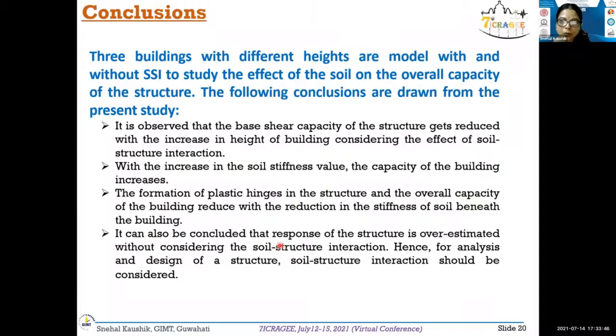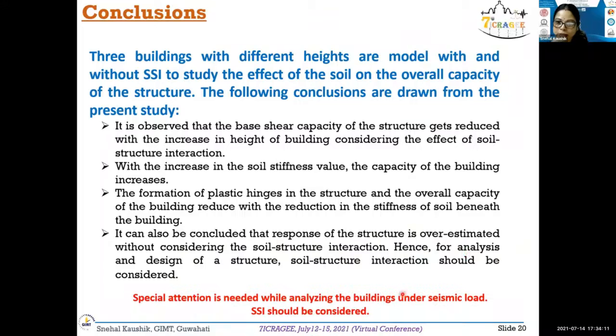It can also be concluded that the response of the structure is overestimated when we are not considering the soil structure interaction. If we are considering the soil structure interaction, then that will be a real problem that we are considering for the analysis and design. So hence, whenever we are designing or analyzing the structure, we should consider the soil structure interaction. So special attention is needed while we are analyzing the building under seismic loads. So SSI should be considered here.